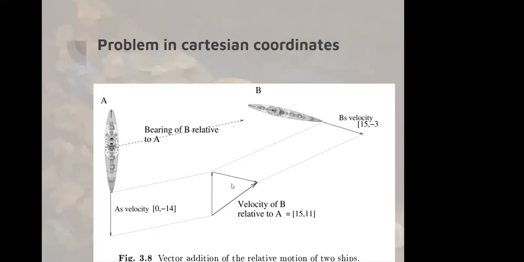So this is in absolute coordinate systems. It just happens that one of the coordinate systems of this ship coincides with one of the coordinates of the north-south direction.